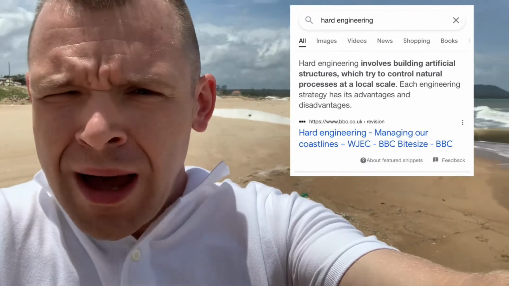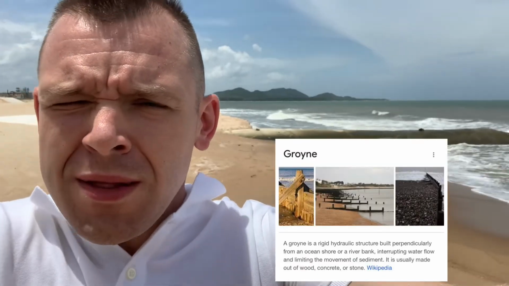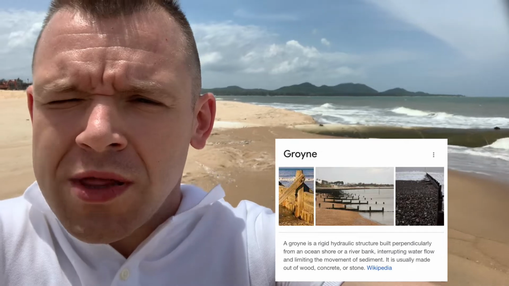Now, in order to protect those beaches and secure that source of income, that source of GDP, you have to act against coastal erosion. And one of the ways you can do that is through the use of hard engineering. Behind me is a great example of hard engineering. It's a groyne. You can see it there just in the background. This is made of huge sandbags. Often they're made of wood, sometimes they're made of stone or concrete.